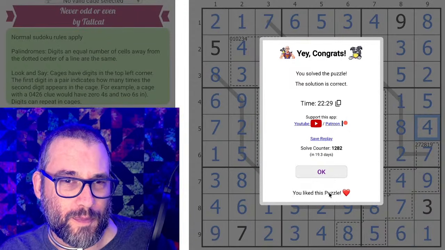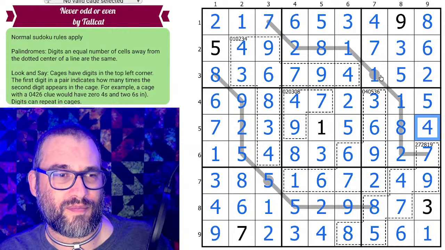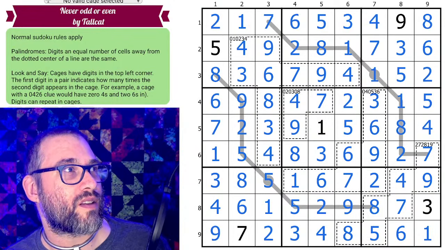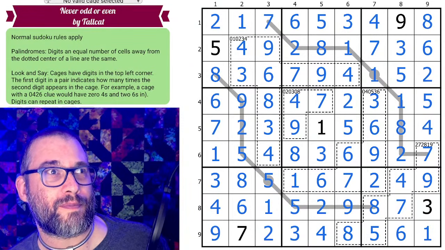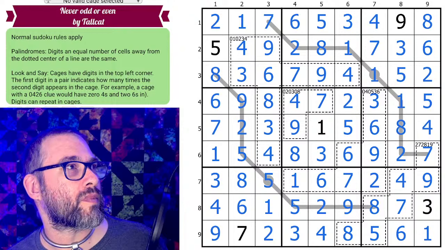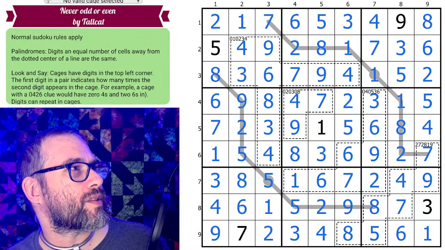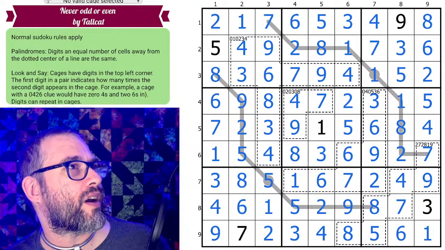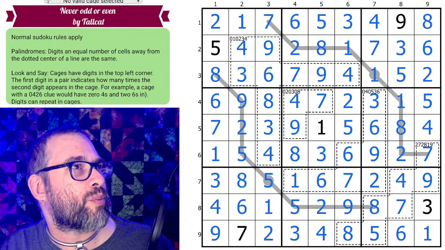Sweet. Lovely puzzle. Okay, I'm gonna do one more, I think, before I take a break.